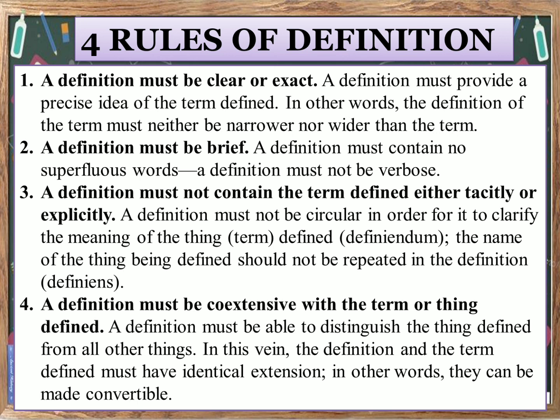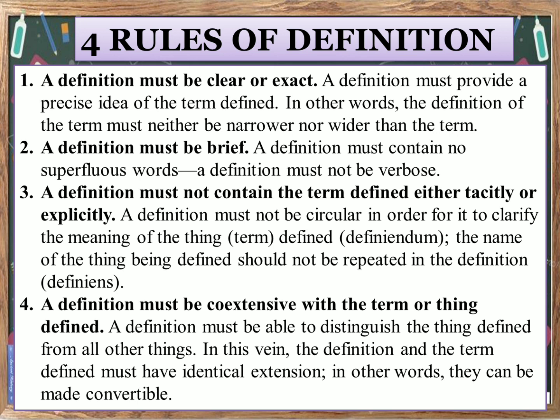Second, a definition must be brief. A definition must contain no superfluous words. A definition must not be verbose. Third, a definition must not contain the term defined, neither tacitly nor implicitly. A definition must not be circular in order for it to clarify the meaning of the thing defined. The name of the thing being defined should not be repeated in the definition.